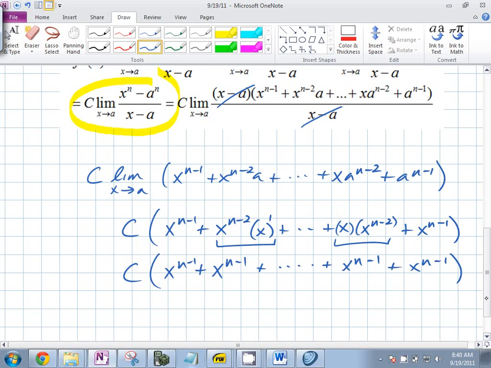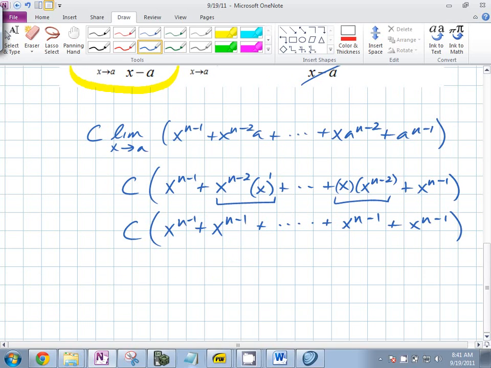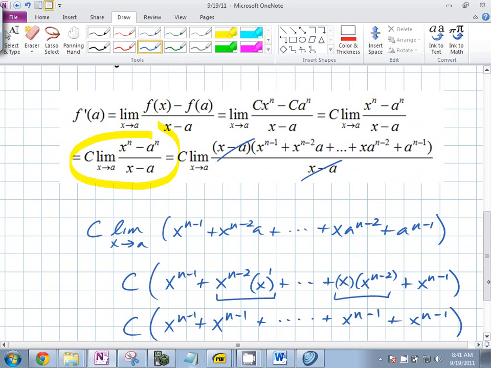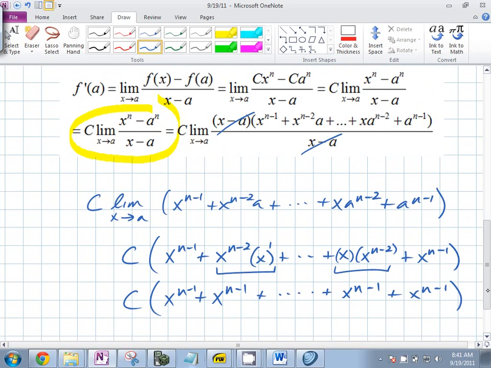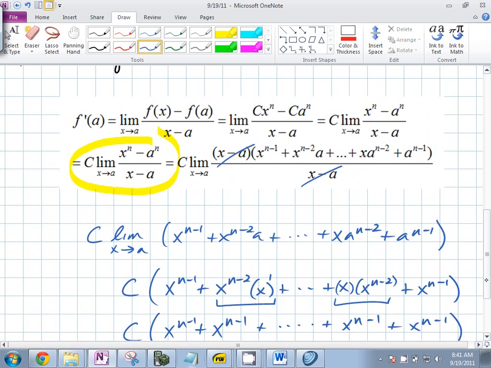The real question is, how many x to the n minus 1s do we have? Nope, we do not have infinite of them. We have n of them. That is correct. You can figure that out. You're counting down right here, x to the n minus 1, x to the n minus 2, and then what's the power of x right here? 1. And what's the power of x right here? x to the 0, right? So you're going from n minus 1 all the way down to 0.